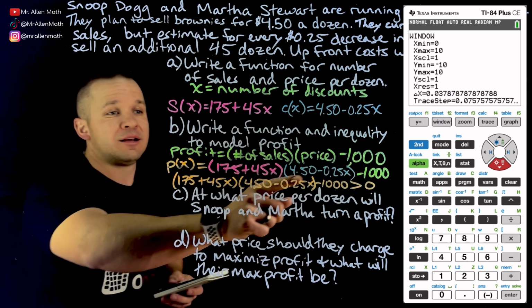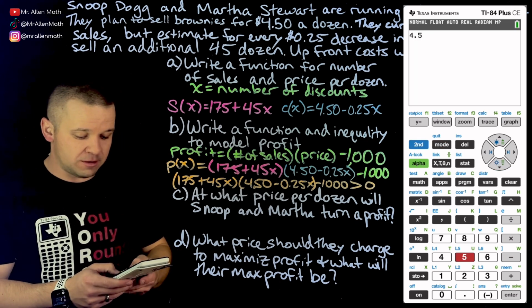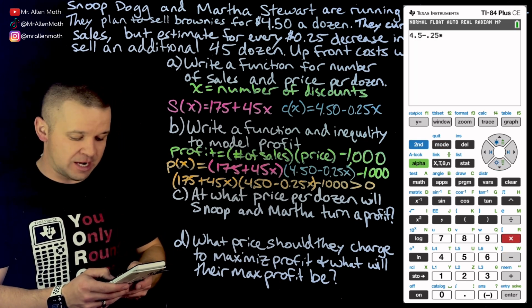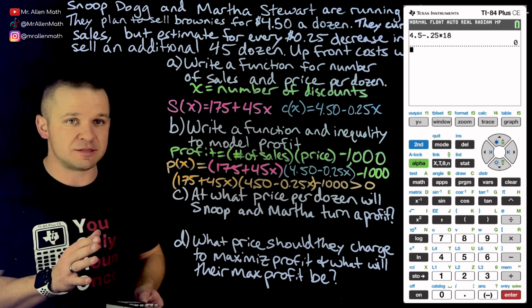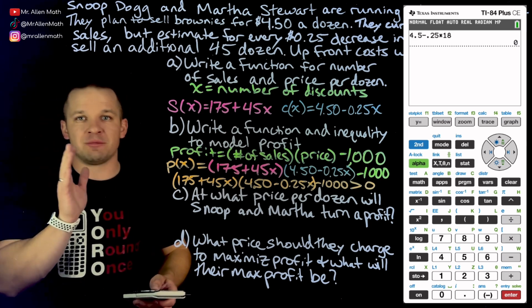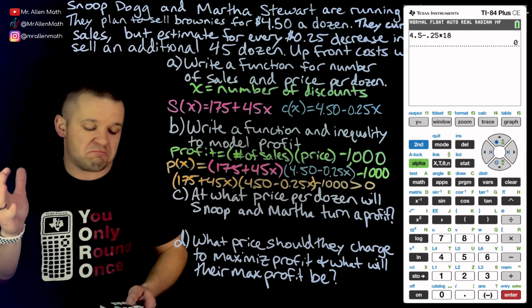But 18 discounts would give me, and I'll even show you just in case, $4.50 minus 0.25 times 18, I said, should give me 0, right? I solved that one, got it to 0. So that's really my feasible region that I'm dealing with. 0 discounts up to giving it away for free, 18 discounts, right?